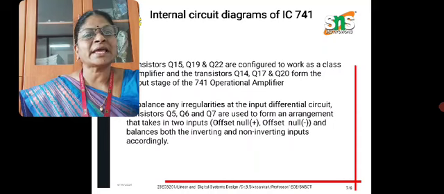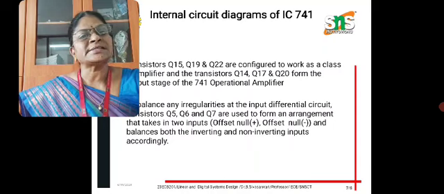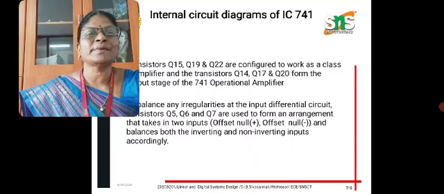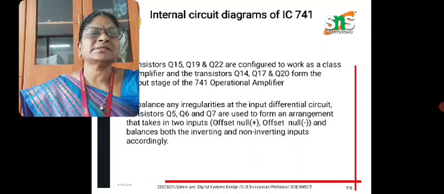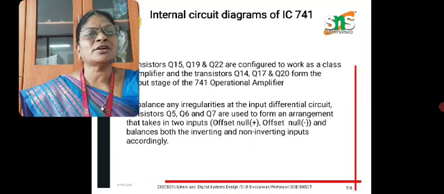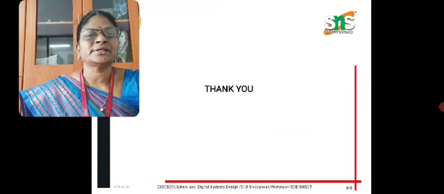To balance any irregularities at the input differential circuit, the transistors Q5, Q6 and Q7 are used to form an arrangement that takes in two inputs, offset null plus and offset null minus, and balances both the inverting and non-inverting inputs accordingly.